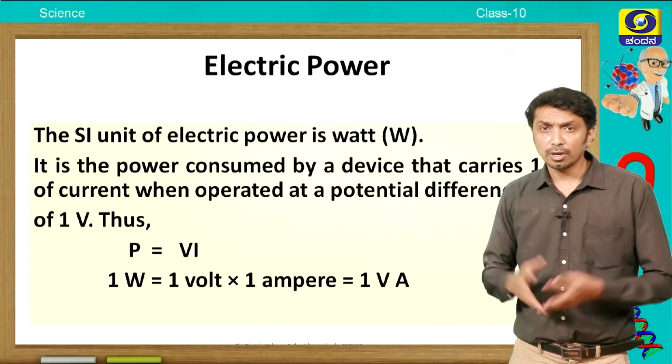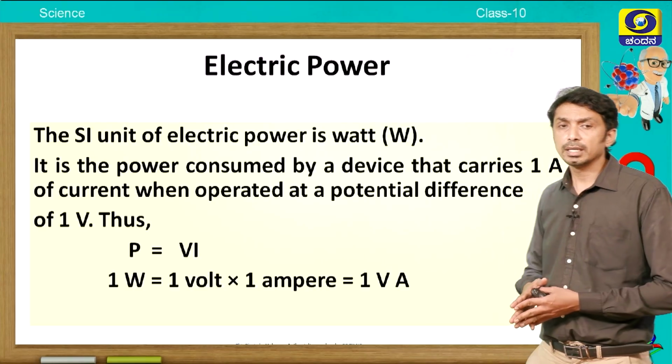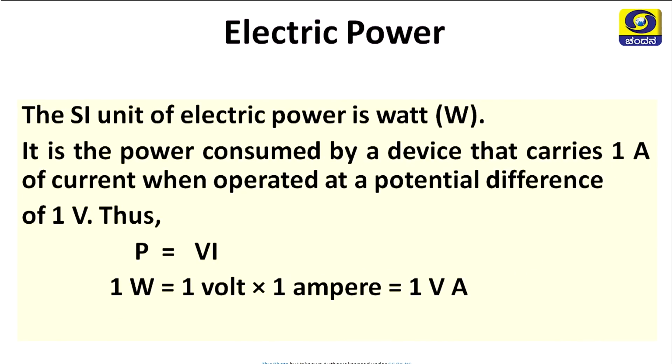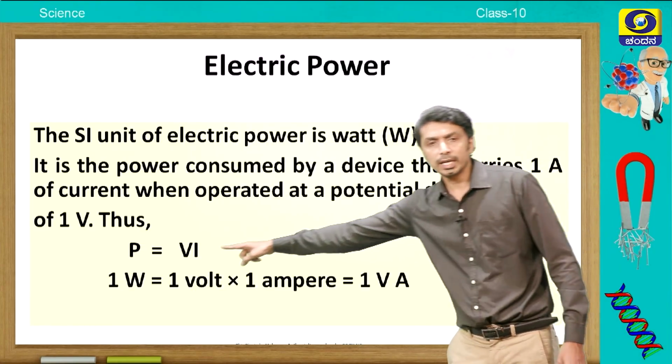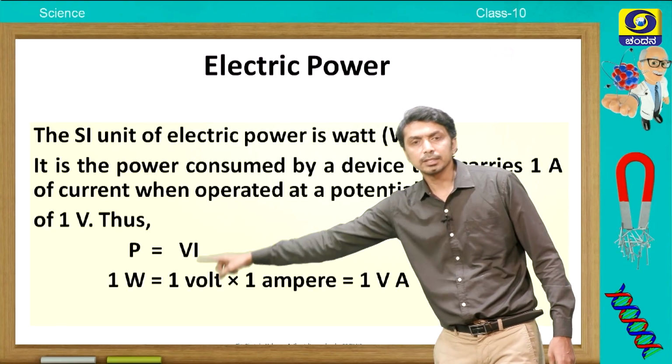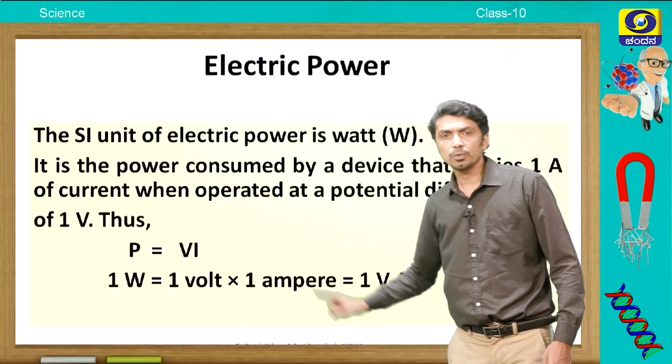The SI unit of electrical power is watt. That means it is the power consumed by a device that carries 1 ampere of current when it is operated at 1 volt of potential difference. As you can see, P is equal to VI. If the power is 1 watt, that means the potential difference is 1 volt and electrical current is 1 ampere.